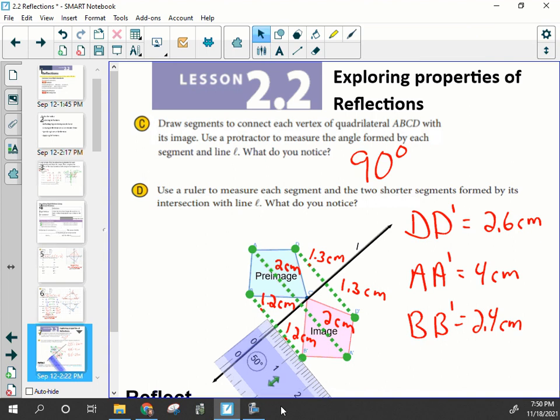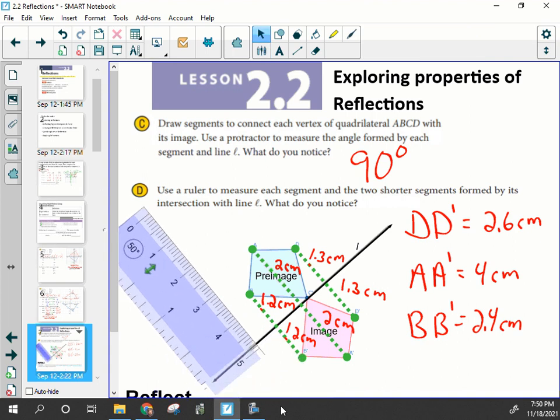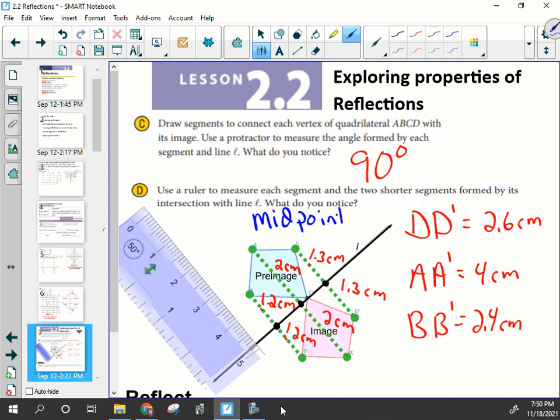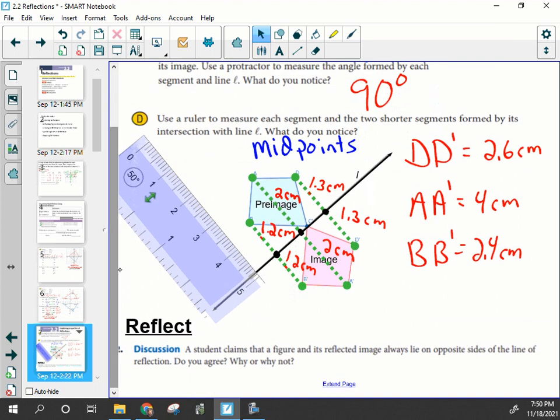So what did I notice? Well, what I noticed is that the point where each of those lines that I drew in and connected corresponding points, they're all midpoints. They're exactly halfway between the corresponding points. So what we have noticed is that the line of reflection is what we call the perpendicular bisector of the segment that joins corresponding points.